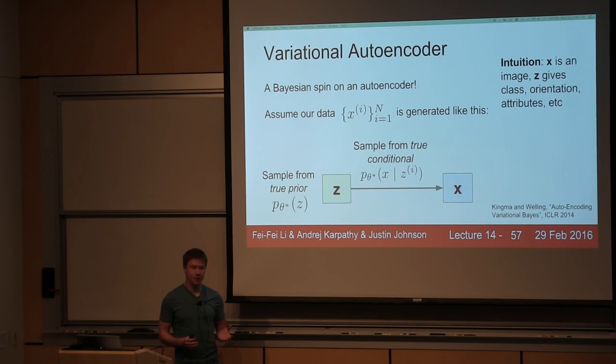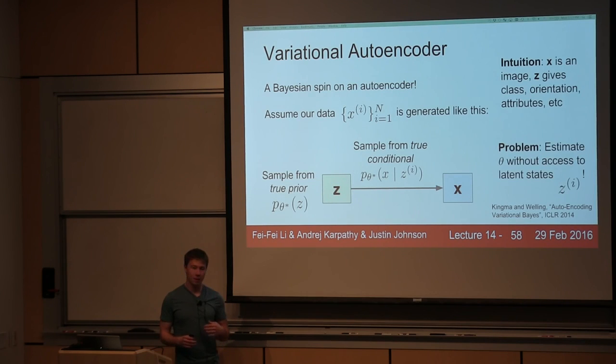So the intuition is that X is something like an image, and Z summarizes some useful stuff about that image. If these were CIFAR images, then maybe that latent state Z could be something like the class of the image, whether it's a frog or a deer or a cat. And it might also contain variables about how that cat is oriented or what color it is. I think it's a pretty simple idea, but it makes a lot of sense for how you might imagine images to be generated.